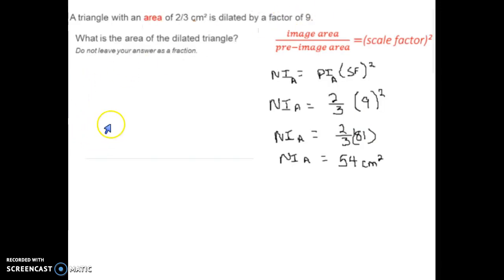All right, this next example says a triangle with an area of 2/3 centimeters squared is dilated by a factor of 9. What is the area of the dilated triangle? So same thing, it says do not leave your answer as a fraction. So you're going to take the same formula, the image area over the pre-image area. Doesn't matter what kind of figure we have, since they've already given you the area, you don't have to calculate it. So we're going to take our new image area equals our pre-image area times the scale factor squared. Our area this time is a fraction, 2/3, times our scale factor, 9 squared. So 81 times 2 divided by 3 is going to give you 54 centimeters squared.